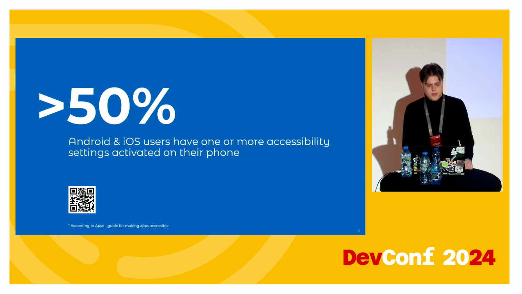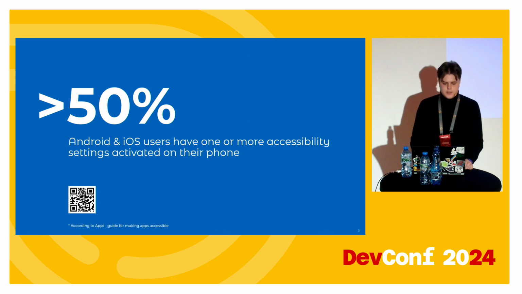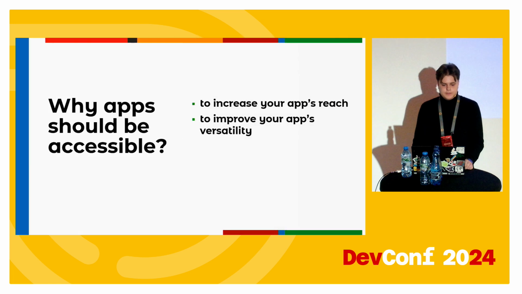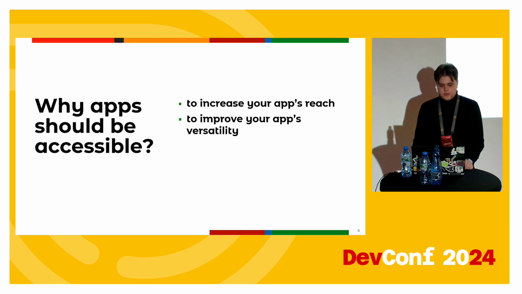According to APPT, more than a half of Android and iOS users surveyed have one or more accessibility settings activated on their phone. People with disabilities depend on apps and services that support accessibility to communicate, learn, and work. By making your app accessible, you can reach these users. To improve your app versatility.